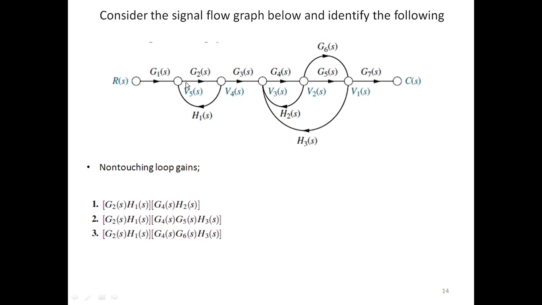Then non-touching loop gain. So here the first loop is non-touching with the second loop. We can say the first loop is non-touching with the third loop. Even the first loop is non-touching with the fourth loop. So these are combinations of non-touching loops. So simply we are multiplying loop gains of these non-touching loops. So there are three non-touching loop pairs.